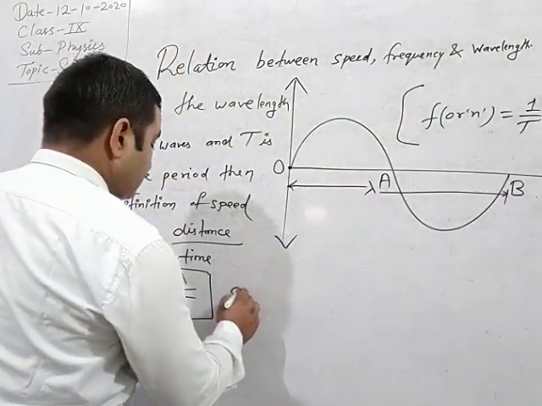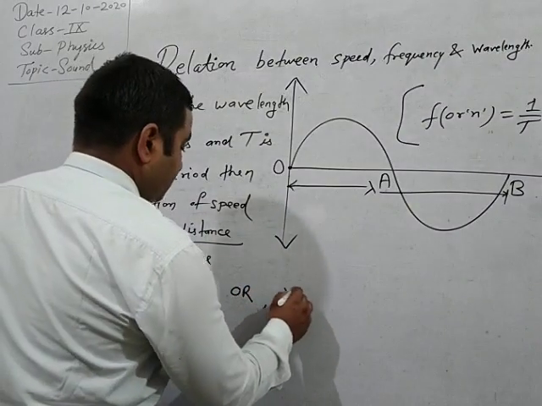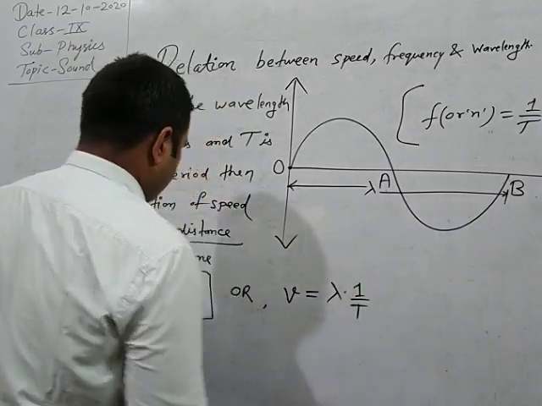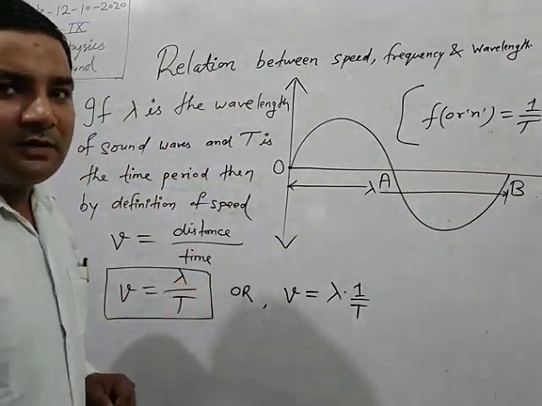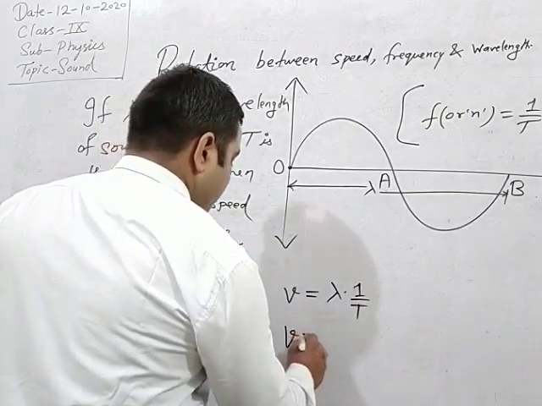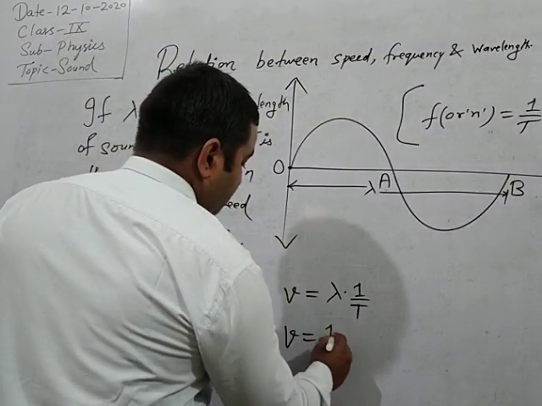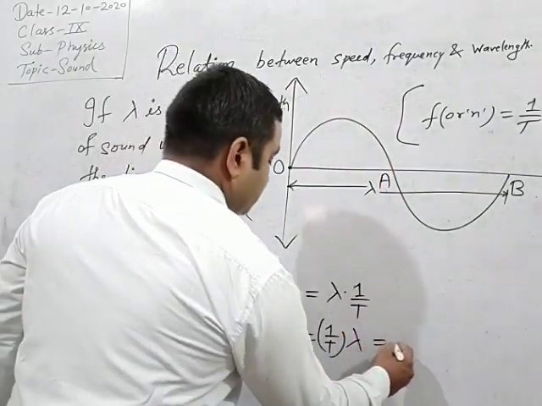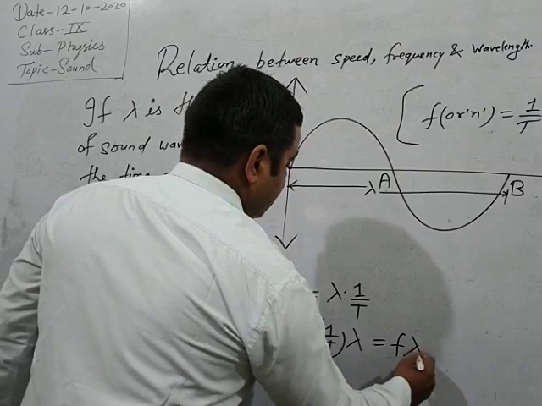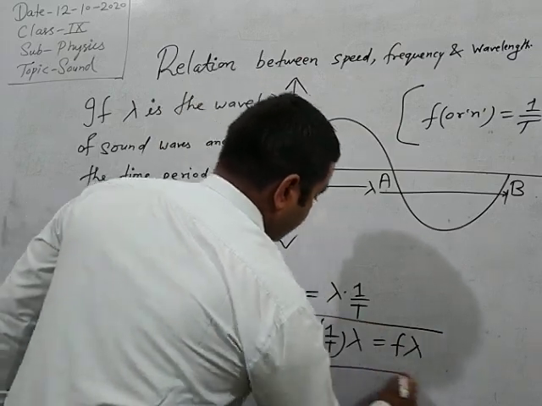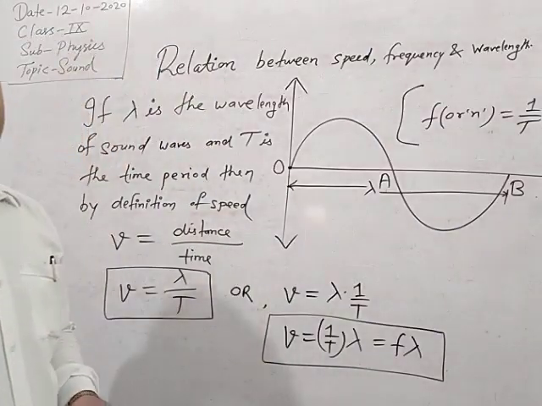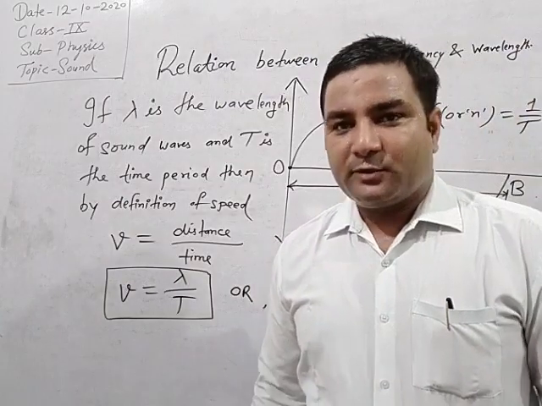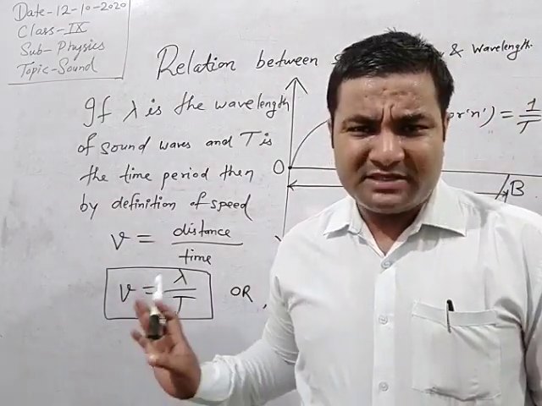So v is equal to lambda into 1 upon T, because lambda upon T means lambda into 1 upon T. Then v is equal to, with 1 upon T represented by the symbol f, f lambda or n lambda. This is the relationship between speed, frequency and wavelength. You can solve many numericals based on this concept.